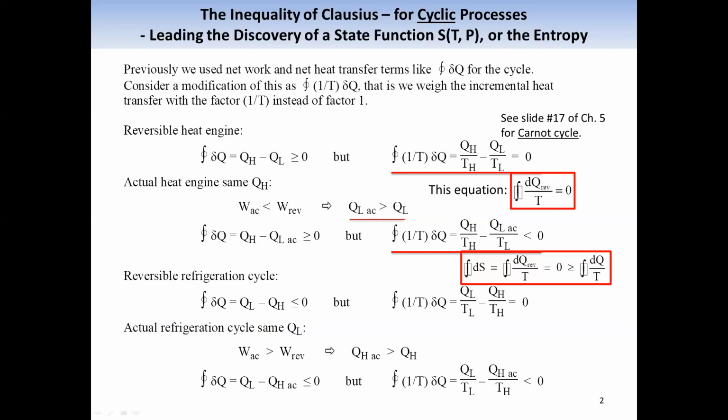If we look at the irreversible refrigeration cycle, integral of dq again is smaller than 0, but we understand that for an irreversible refrigeration cycle, the Q term for an actual irreversible refrigeration cycle is going to be higher than the idealized heat transfer.